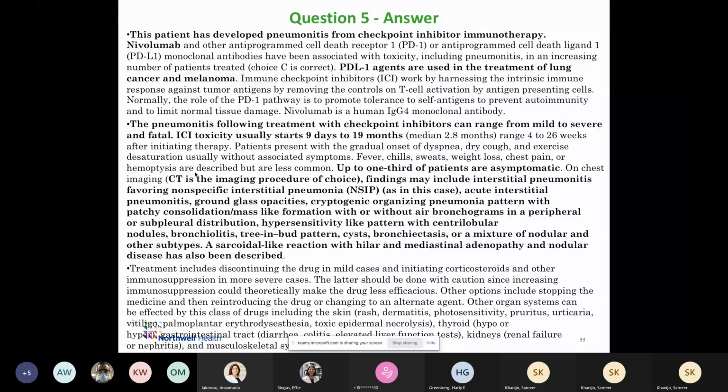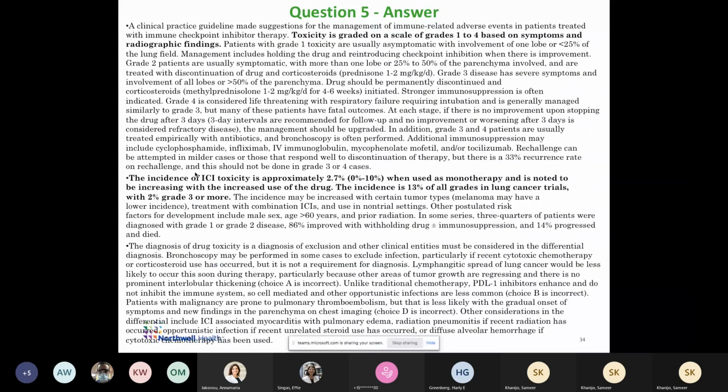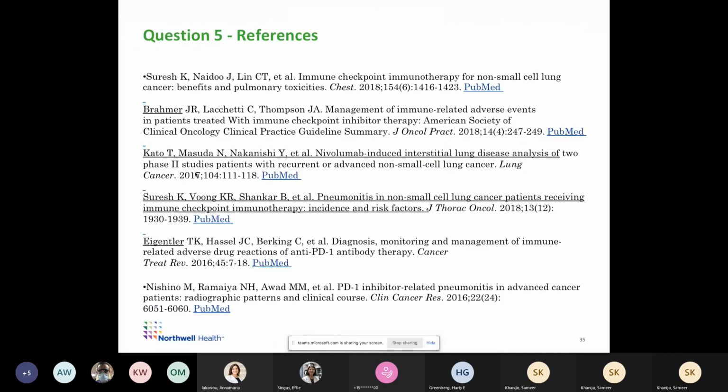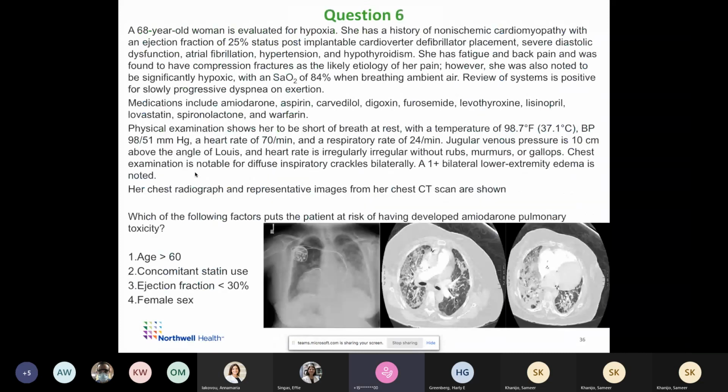So the CAT scans can really be anything, and so not always the most helpful, and it's something that you have to keep on your radar. And again, this goes into how they grade the toxicity in grade 1 through 4, with 4 being serious, life-threatening. And so question 6 will stray a little bit from immune checkpoint inhibitors.